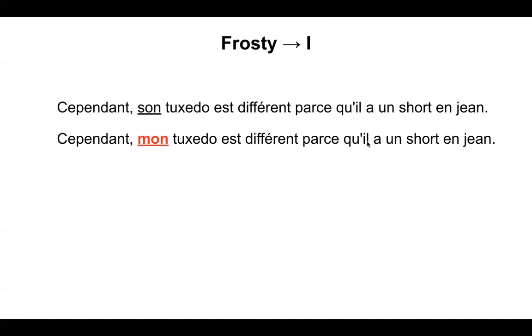Okay, bonus question here. What does il a right here mean? Think about it for a second. Pensez. Okay, if you said it has, you're right. Referring back to the tuxedo. My tuxedo is different because it has jean shorts. Oui? Il, when it's the subject of the sentence, can mean he or it can mean it. And this is one of those examples of when it means it.